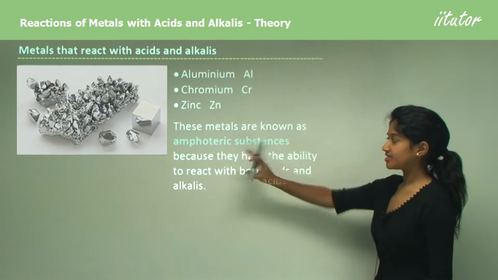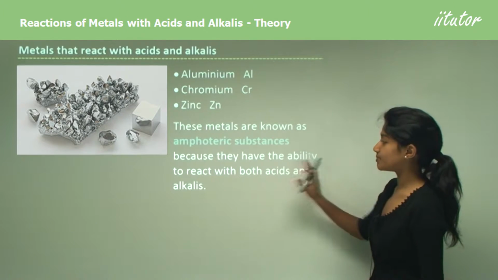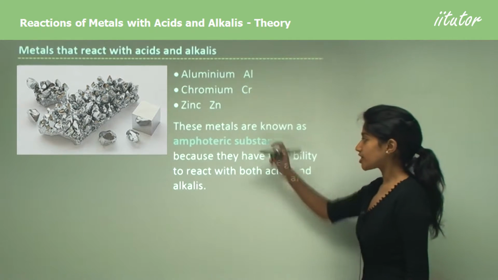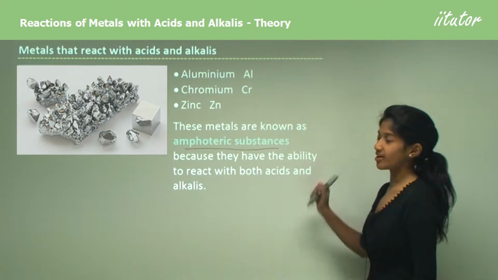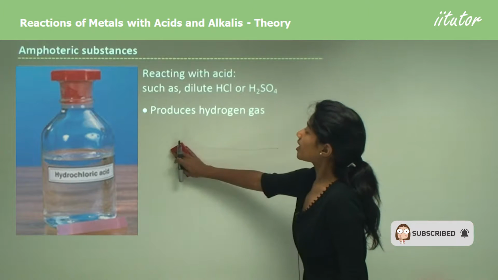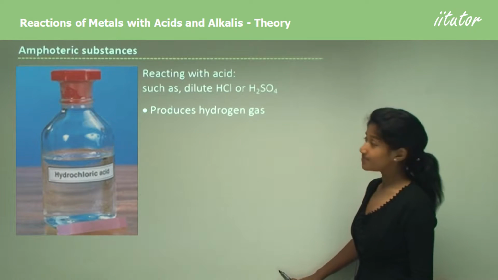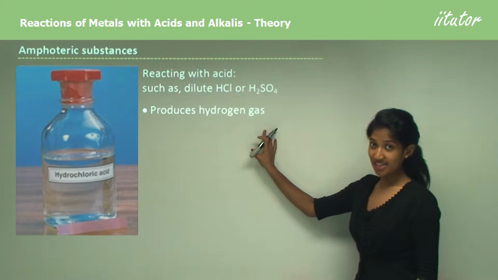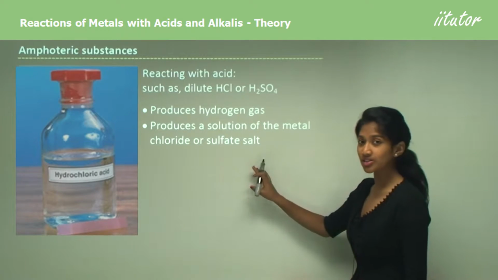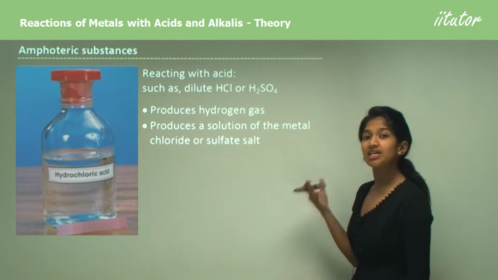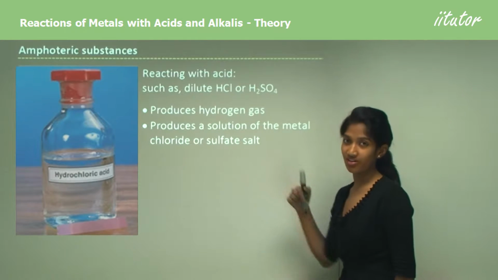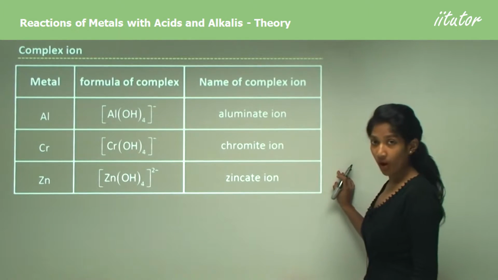Now they're called amphoteric substances because they have the ability to react with both acids and alkalis. So they're given the name amphoteric, and it's important to remember this name, amphoteric. When reacting with an acid, they produce hydrogen gas as a product, as well as a solution of metal chloride or sulfate salt. In other words, it also produces a salt, which is usually a metal chloride or a metal sulfate.